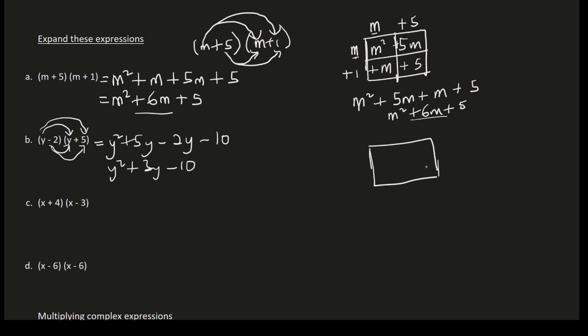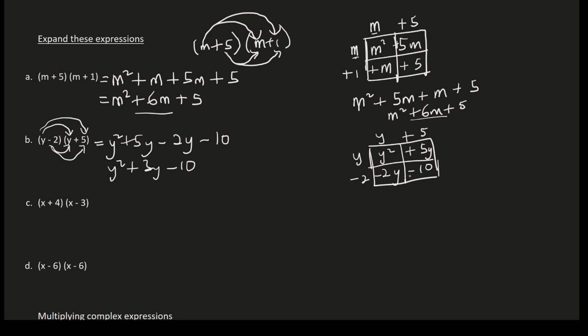Likewise, if you are using the box method, we can have this. I'll just put this in the box. And then I can put here y and then minus 2, then y plus 5. So y times y is y squared. Then y times positive 5 or plus 5 is plus 5y. Then minus 2 times y is minus 2y, and then minus 2 times plus 5 gives me minus 10.